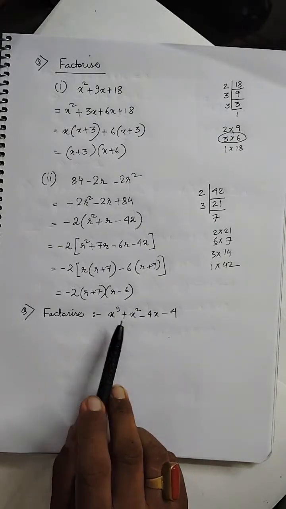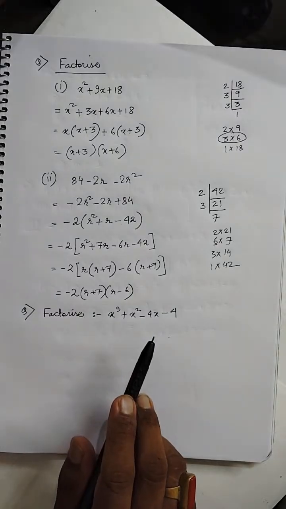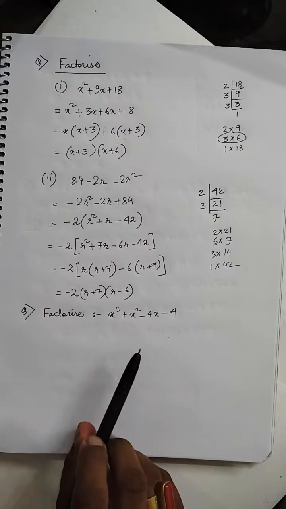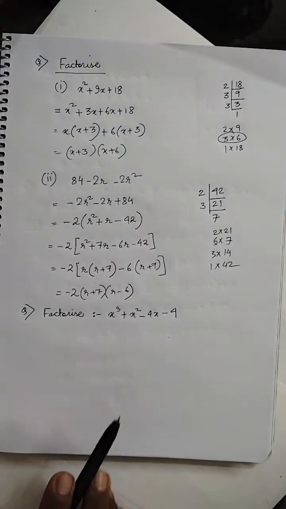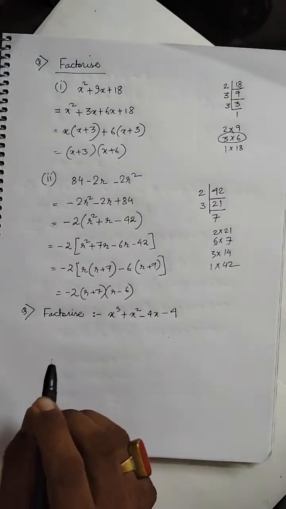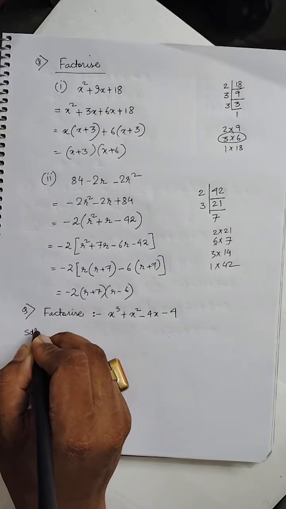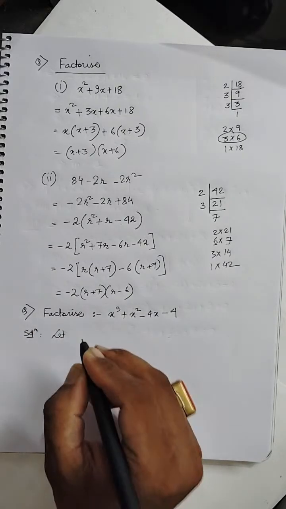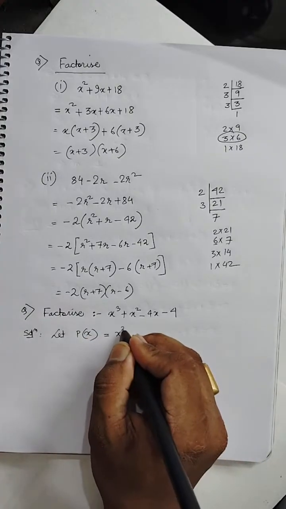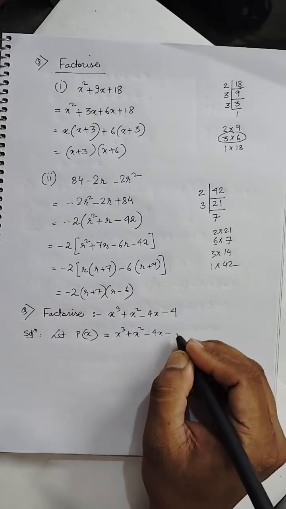Factorize x cube plus x square minus 4x minus 4. So as we can see, this is a cubic polynomial with 4 terms. This is a cubic quadrinomial. Okay, so solution: let p(x) be x cube plus x square minus 4x minus 4.